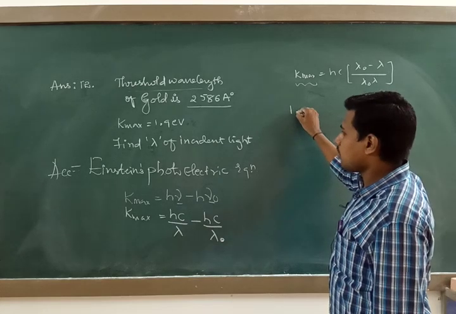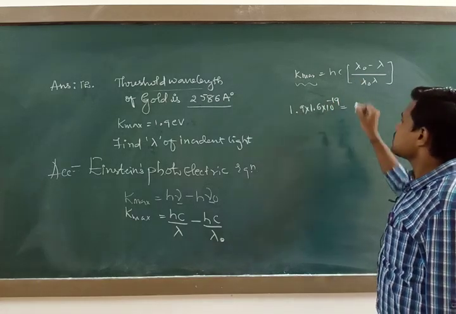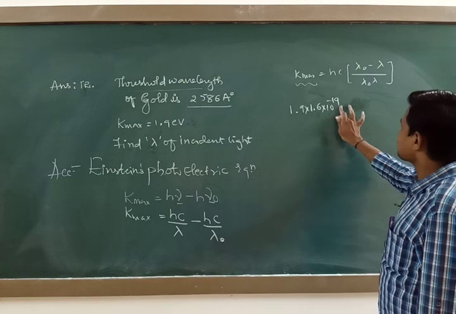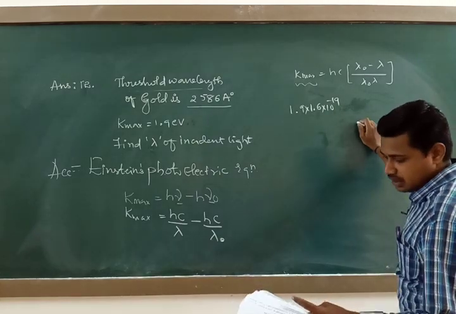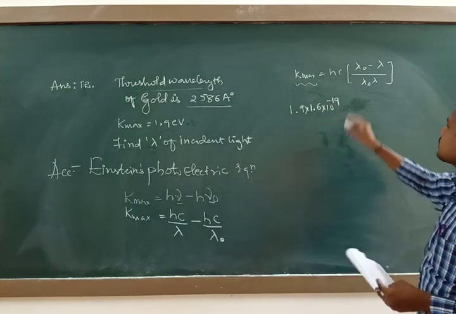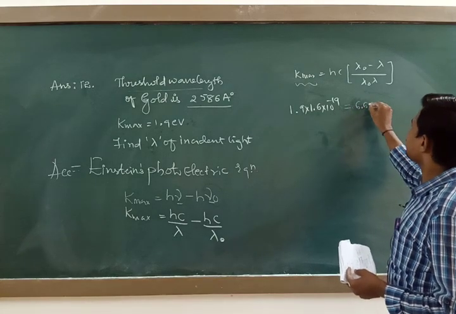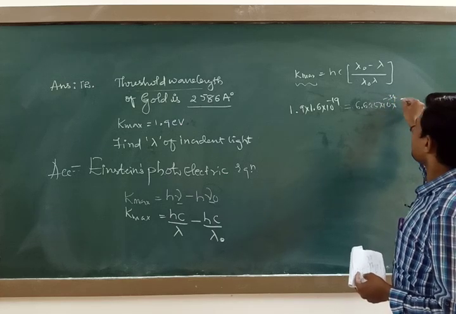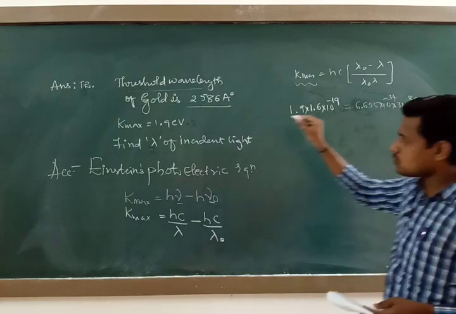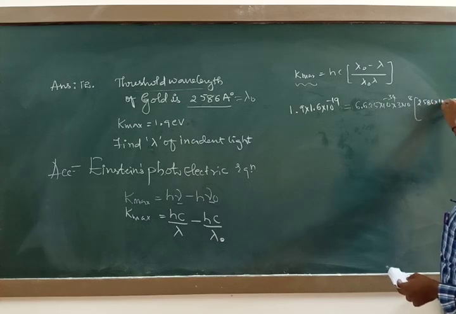So therefore, 1.9 into 1.6 into 10 power minus 19 joules, do it like that. That is equal to, 6.625, you cross multiply first. Okay. Into 1.9 into 1.6 into 10 power minus 19 is equal to hc, that is 6.625 into 10 raised to minus 34 into 3 into 10 power 8, under bracket lambda naught minus lambda. What is lambda naught? Lambda naught is 2586 into 10 raised to minus 10.